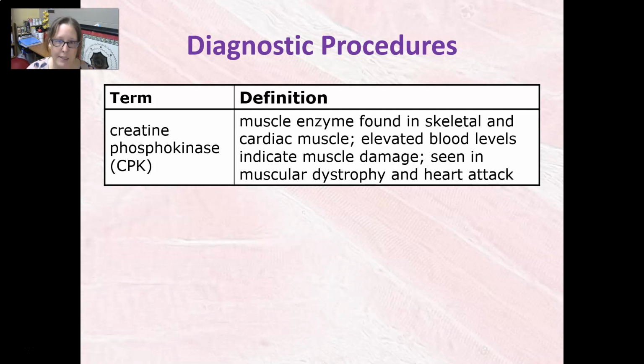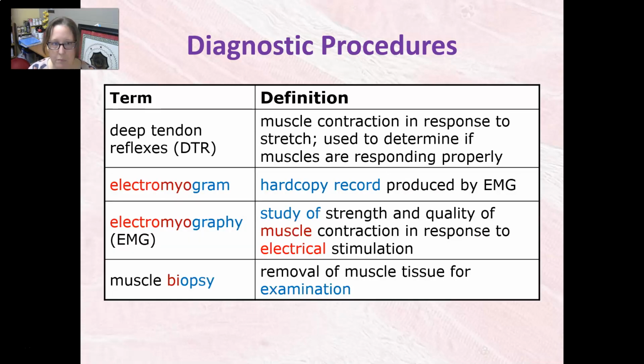This is the enzyme in the muscle that allows for the storage of ATP as creatine phosphate. So it's involved in energy use and production in the muscle. So let's go over some diagnostic procedures. So we have deep tendon reflexes, or DTR. It is a muscle contraction in response to a stretch. It is used to determine if the muscles are responding properly.